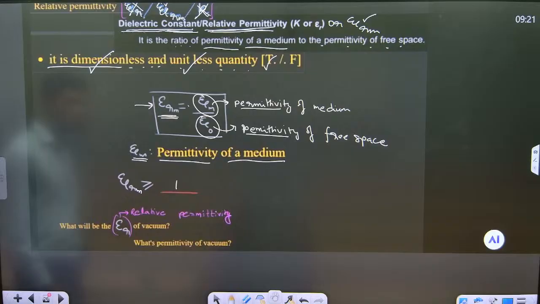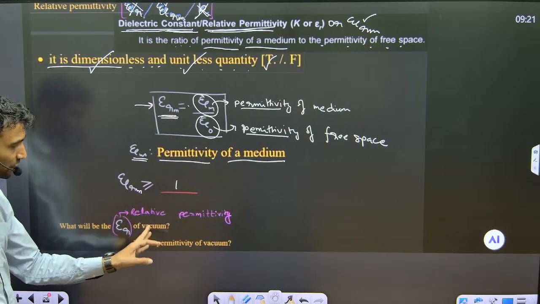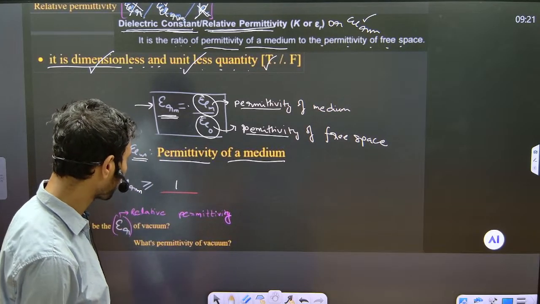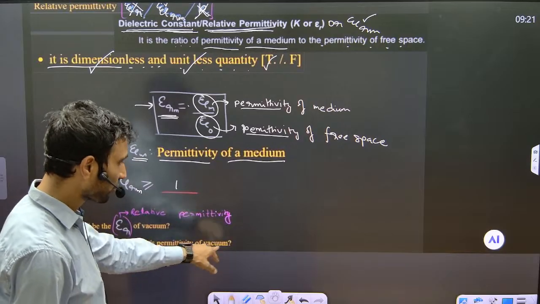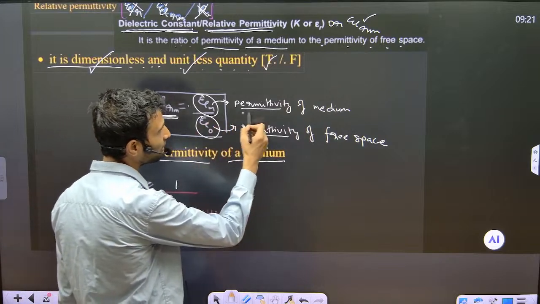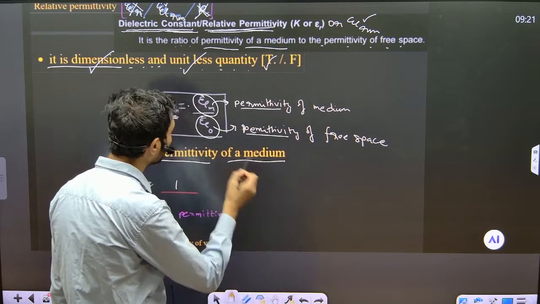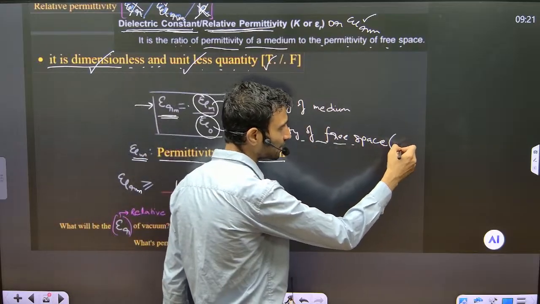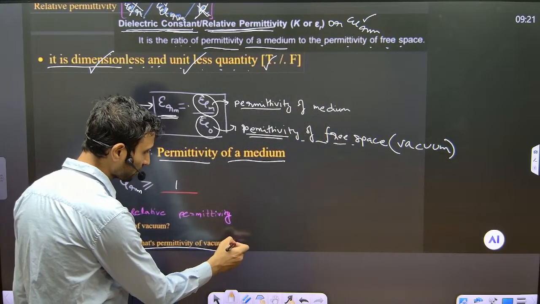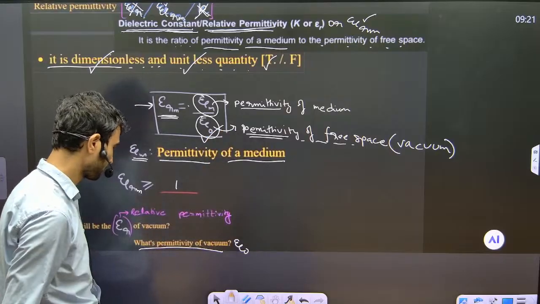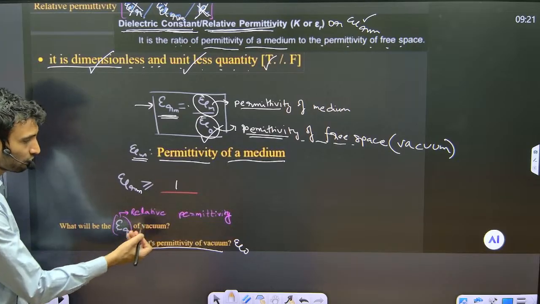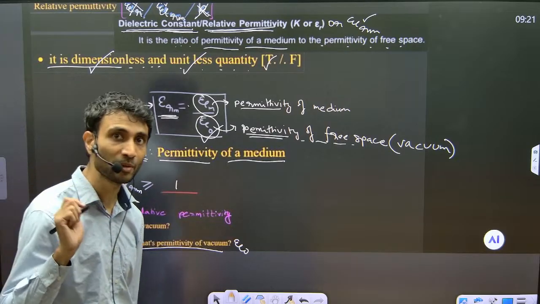Now, what will be the relative permittivity of vacuum? Think about it. And what is the permittivity of vacuum? Epsilon naught is the permittivity of free space. Free space means what, guys? Vacuum. So what is the permittivity of vacuum? Epsilon naught. That we've already seen. My question is, what will be epsilon r, or more like epsilon rm of vacuum, which is also called the relative permittivity of vacuum? I'm asking you.